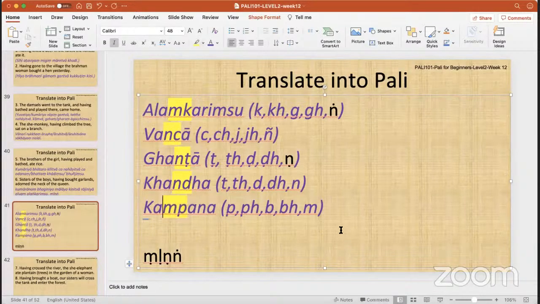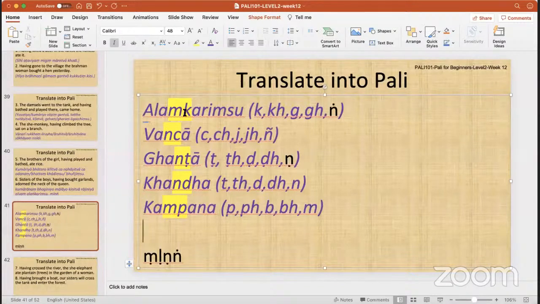So the ang sound is replaced by the ending of that particular vagga. They are called vagga. Vagga means a group. So this is called kavagga, the ka group. This is called chavagga, the cha group. This is called tavagga, the ta group. This is called tavagga, the ta group. And this is called pavagga, the pa group. And whenever you have the ang sound before these, that ang sound is replaced by the ending: nga, nya, na, na, ma.